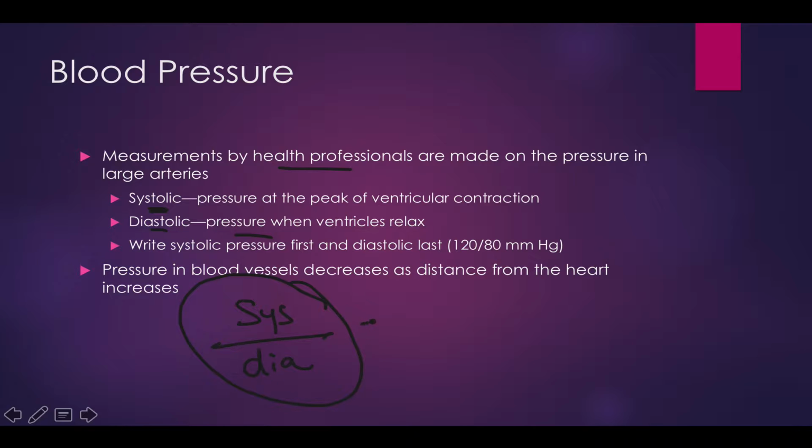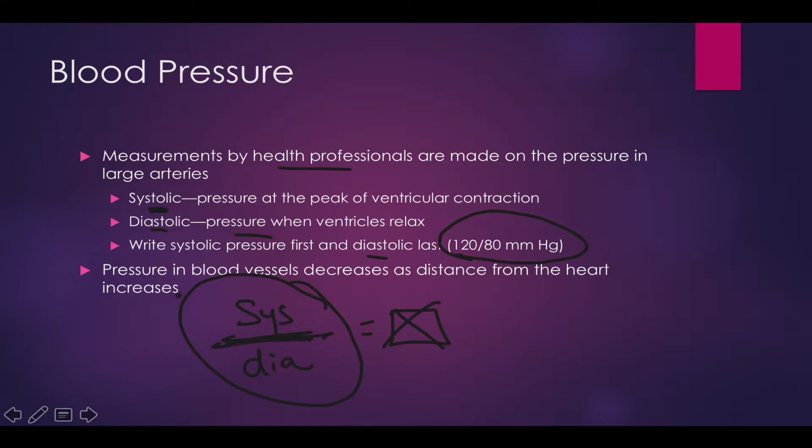I do have some students that try to divide that number and give me some other number. Please do not do that. Just give me the systolic number over the diastolic number. So when you write your systolic pressure first, it's going to be up here. I always think systolic is sky high, so it's at the top. And then diastolic will be below, so that'll be last. So an example of a normal blood pressure would be 120 over 80.